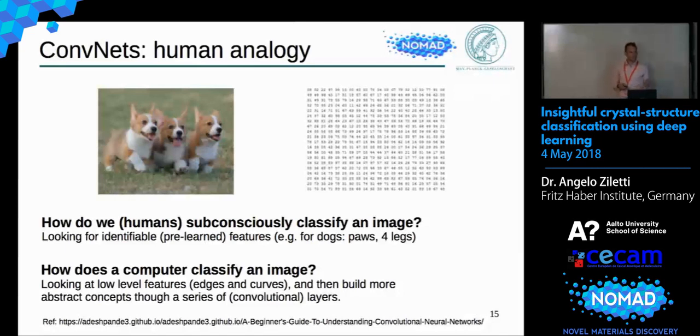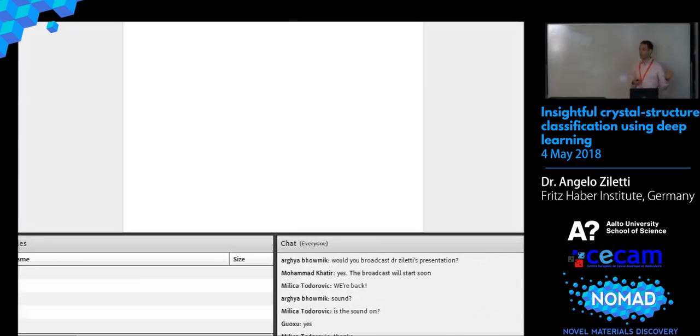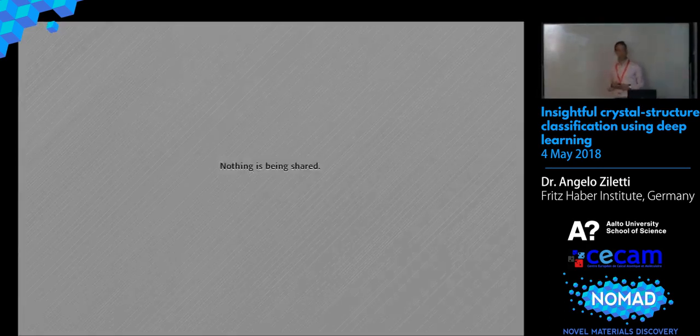You want to build a hierarchical representation of the data, starting from low-level features, like edges and curves. You want to detect them, and then stacking layers, you will build more abstract concepts through a series of convolutional layers. So that's why you need deep learning. Because the first layers will learn low-level features, and then you combine them in a hierarchical fashion, in an automatic way, driven by the data. This is really true, and we will show this for the case of our material science neural network.